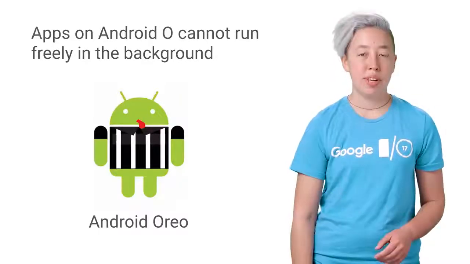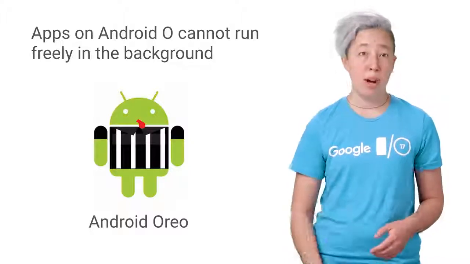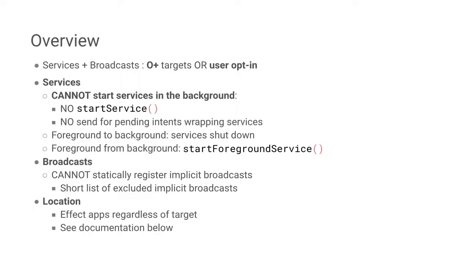Apps cannot run freely in the background. This has implications for apps launched from an implicit broadcast, as well as apps starting services in the background. Here's a quick list of affected APIs. Location APIs are also affected, but I'm not going to be covering these now. More details on location updates are in the notes below. These changes are true for all apps targeting O, but even if you don't target O, users can turn these limitations on, so you need to be aware of these changes anyways.